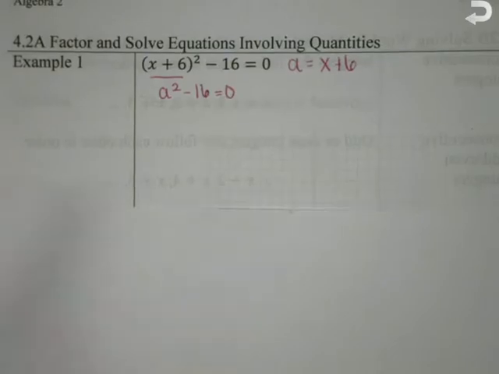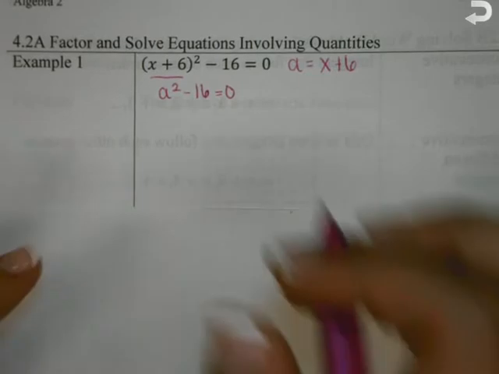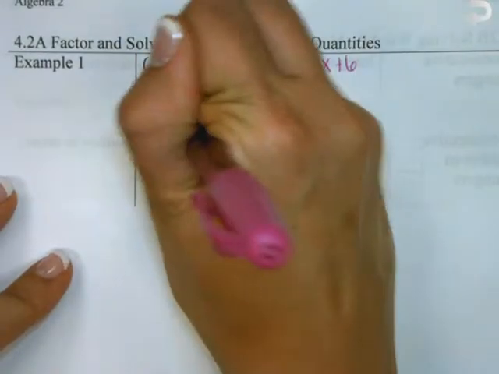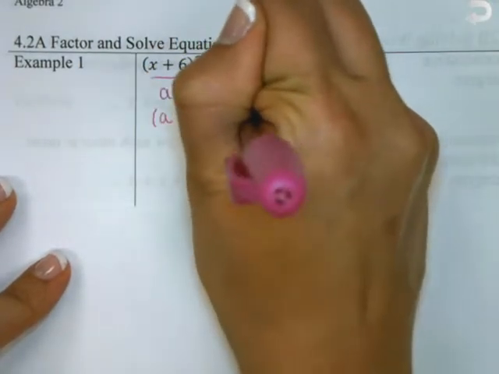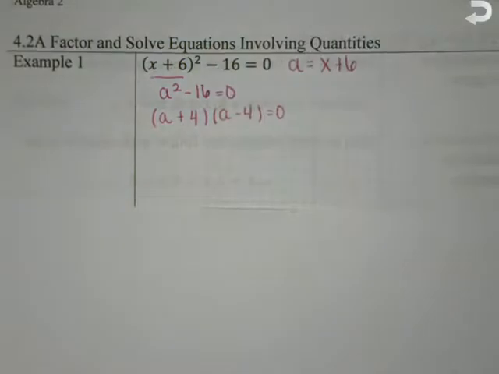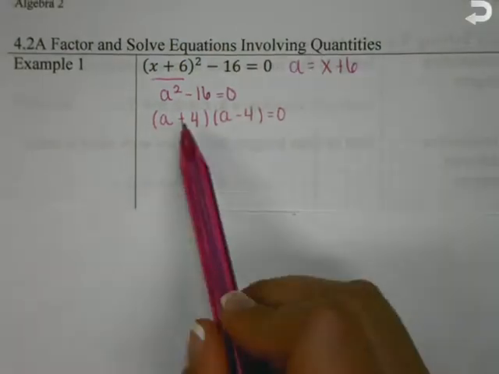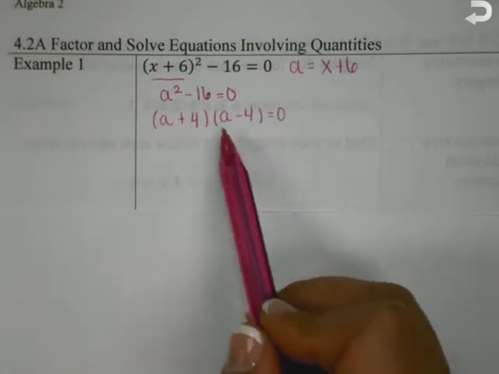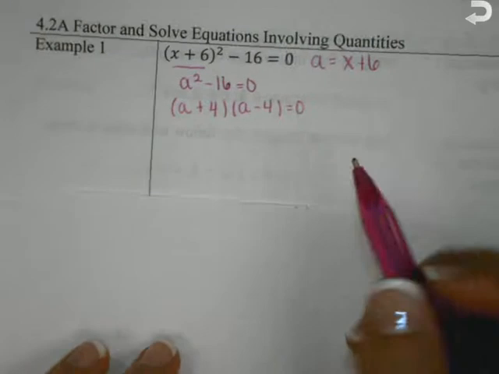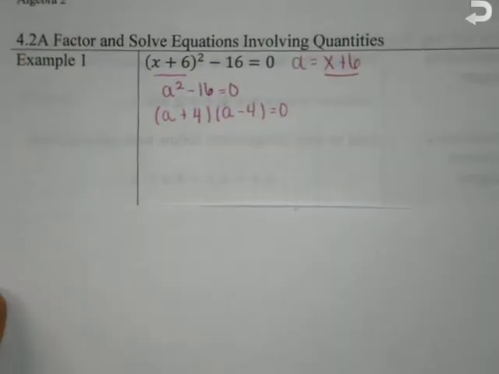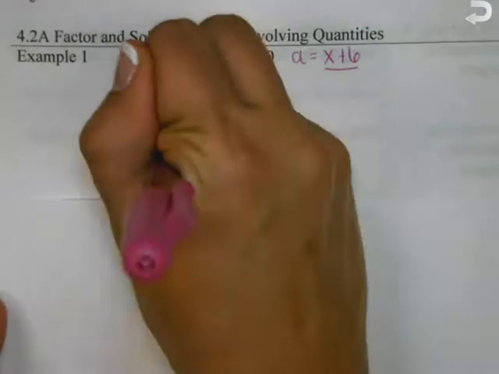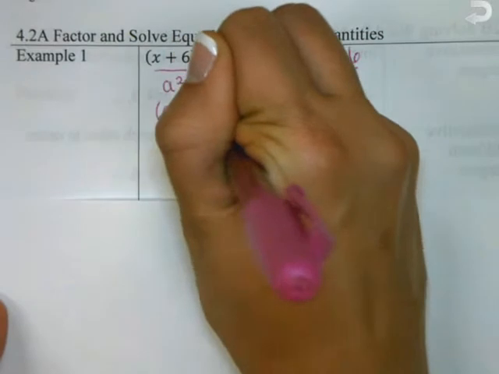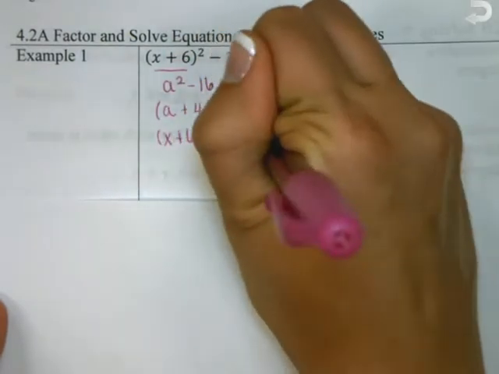And what method of factoring is this? Difference of two squares. So that is (a plus 4) times (a minus 4) equals 0. Now I want to give you a word of warning. A lot of times I see students stop here and set each factor equal to 0 and they give me positive 4 and negative 4 as their answer. We first have to substitute x plus 6 back in. So substitute it back in first because it's actually going to change the value of what's inside those parentheses.